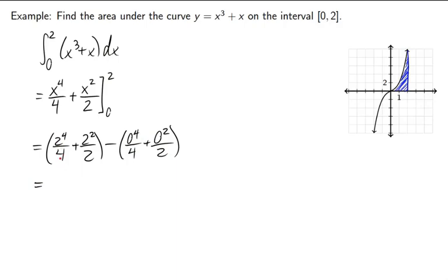2 to the 4th is 16. 16 divided by 4 is 4. 2 squared is 4, and 4 divided by 2 is 2. All of this is 0. So I get that the area under the curve is 6. That is a lot easier than doing a Riemann sum. Just 6.